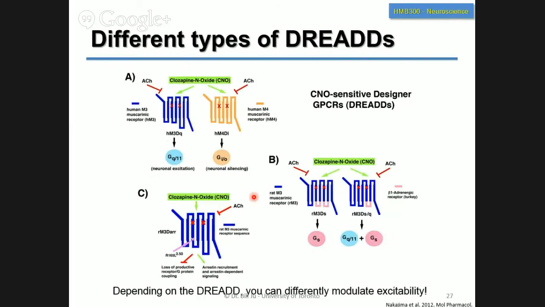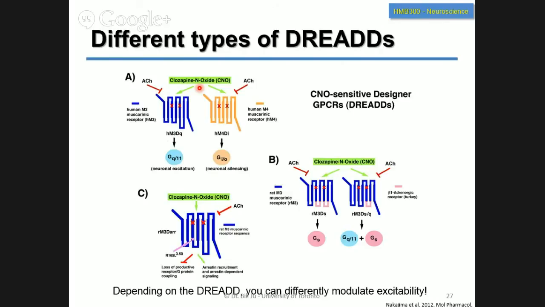Again, there are a number of different variants. You don't have to worry about all of them. I'll ask you to know the human variants that are often used in animal studies rather than the rat versions of these, which is why you have R versus H, but all really important in terms of specificity as well as a specific ligand. They will not get turned on until you inject CNO, and you determine when you turn these on by injecting in CNO.